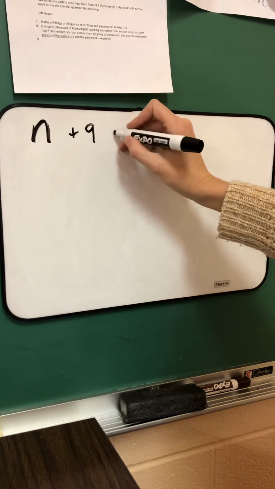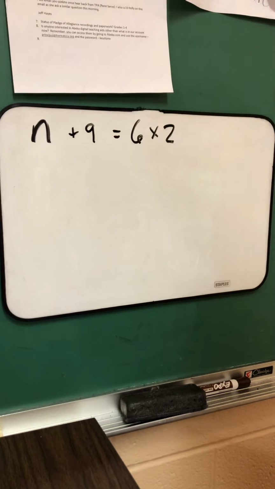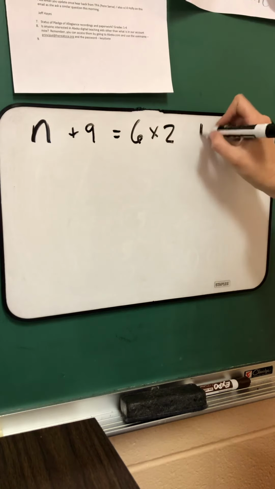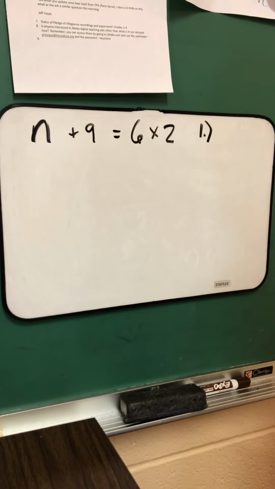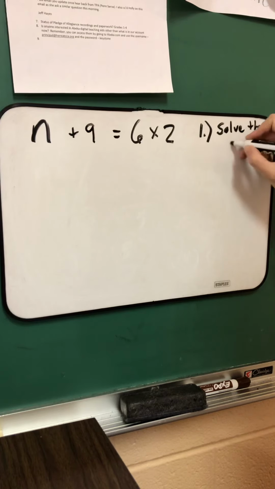Let's try one more. N, that's our missing, completely unknown number, plus 9 equals 6 times 2. Okay, my friends, number 1, the first step is what? You've got it. We want to solve the known. Let's make it easy on ourselves.